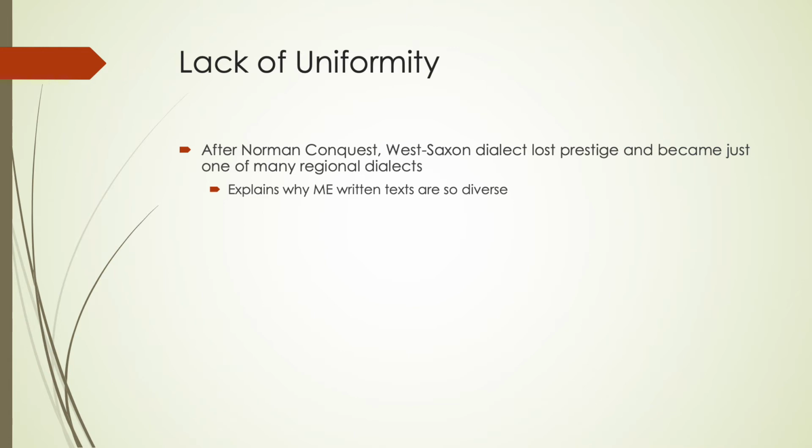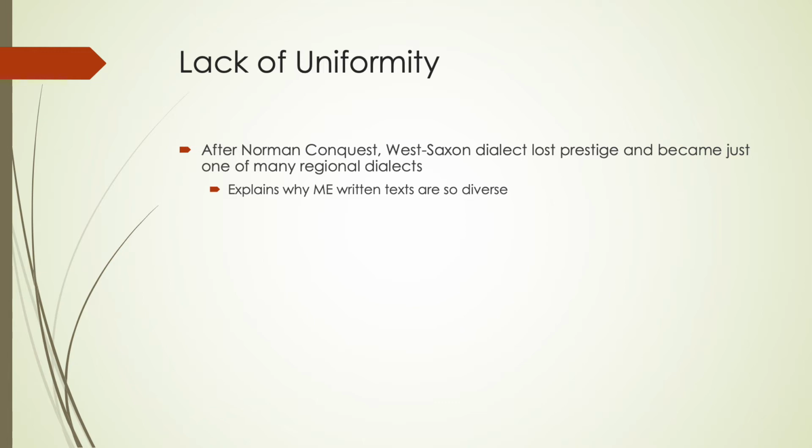And this lack of uniformity was partly just because of the effects of the Norman invasion, the effects of French taking over as the language of the elite. So after the Norman conquest, that West Saxon dialect lost its prestige. It became just one of many regional dialects as opposed to the central one that most things were written in. And this can explain why a lot of the written texts in Middle English are so diverse. We're not looking to one particular dialect for how we're writing things, how we're putting things on paper.